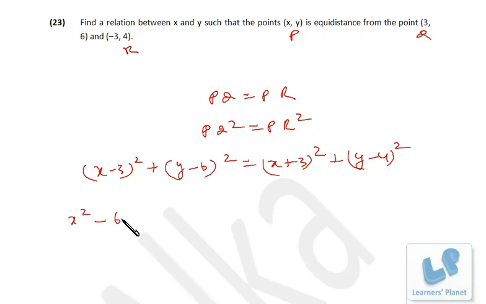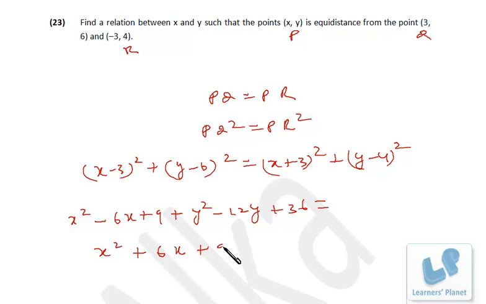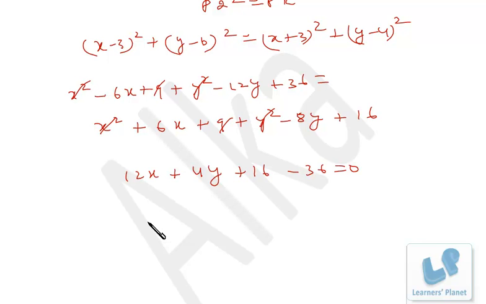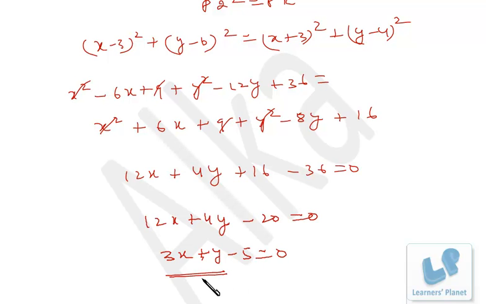So x square minus 6x plus 9 plus y square minus 12y plus 36 is equal to x square plus 6x plus 9 plus y square minus 8y plus 16. Okay, just have to simplify it. x square is cancelled, y square is cancelled. Now we take all the terms to one side. This 9 and 9 is also cancelled. So this is 6x and 6x, 12x. Then this is minus 8y plus 12y, so that's plus 4y, plus 16 minus 36, is equal to 0. So 12x plus 4y minus 20 is equal to 0. I can take 4 as common. So 3x plus y minus 5 is equal to 0. That is the relationship between x and y.